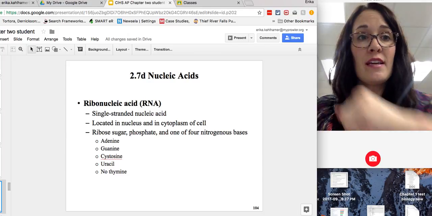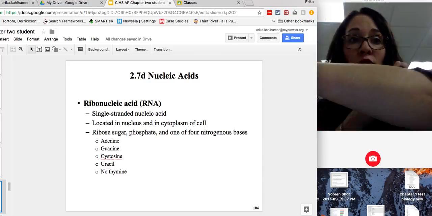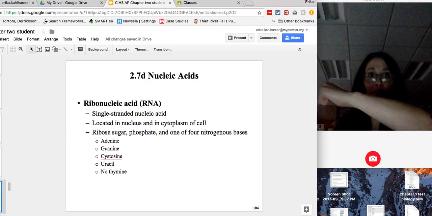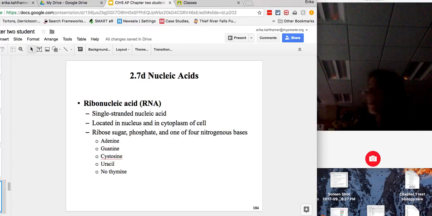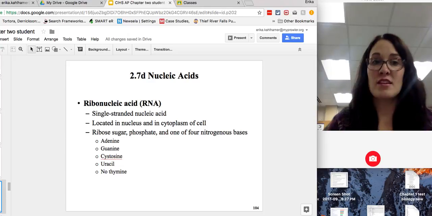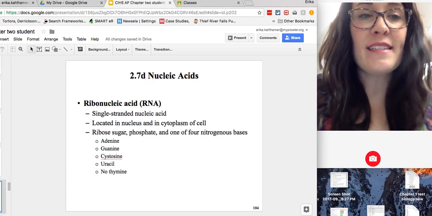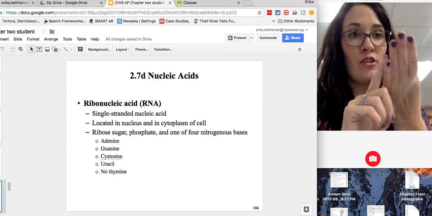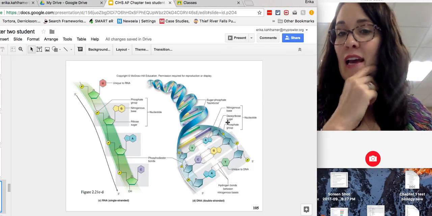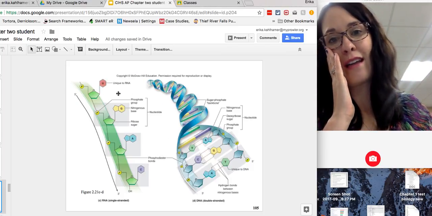RNA, comparatively, is single-stranded nucleotides. We're just going to do this one in the dark. Come on, lights. Okay. It's also located in the nucleus. RNA is. It contains adenine, guanine, cytosine, and uracil as the bases. And this just shows the pictorial of RNA versus DNA.